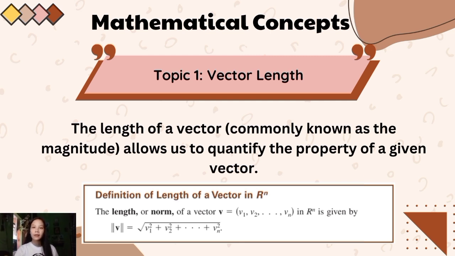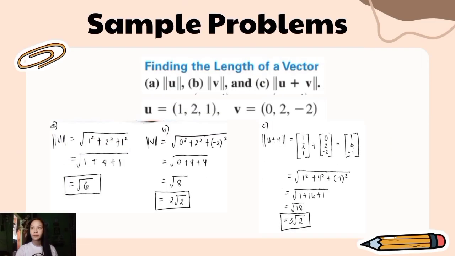So, for a better understanding, let's have an example. First example, finding the length of a vector. First, we are going to find the length of u. Next is the length of v and the length of u plus v. Here are the givens. u is equal to (1, 2, 1). v is equal to (0, 2, -2).